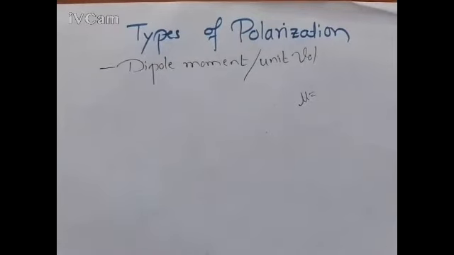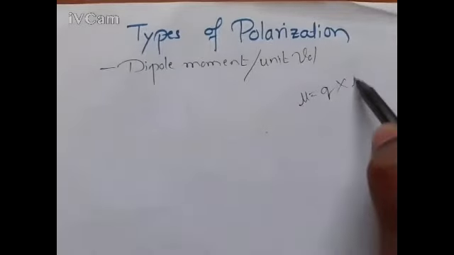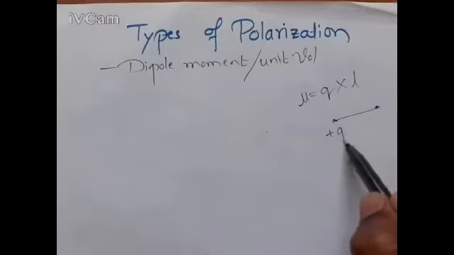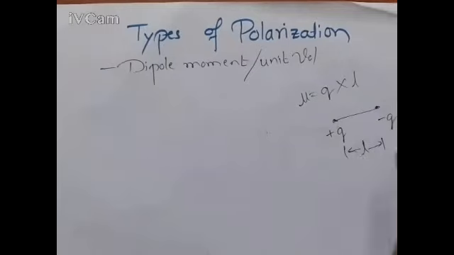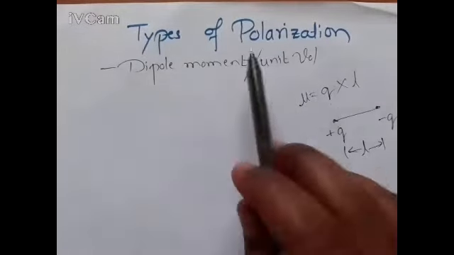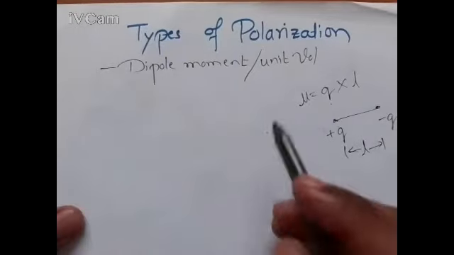Yesterday I taught you that the dipole moment is the charge q of one pole multiplied by the distance. Let us say this is the dipole: positive q and negative q separated by some distance L. So what is the dipole moment? Dipole moment is q into the distance, and dipole moment per unit volume is nothing but the polarization.